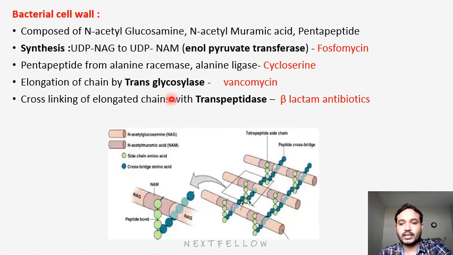Now we will see the inhibiting drugs. For enol pyruvate transferase, the inhibitor will be phosphomycin. For alanine racemase, that is pentapeptide formation, the enzyme is inhibited by cycloserine. Elongation of the chain, done by transglycosylase, is inhibited by vancomycin. Cross linking, done by transpeptidase, is inhibited by beta lactam antibiotics. Those are penicillins, cephalosporins, monobactams, carbapenems. We will discuss each drug in the following classes.